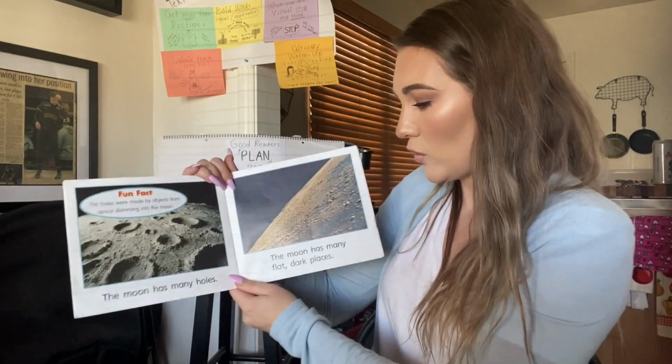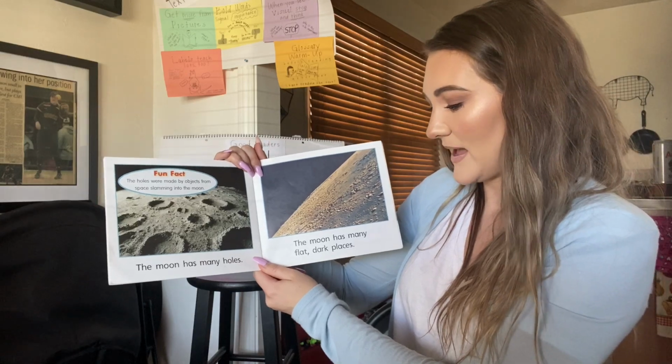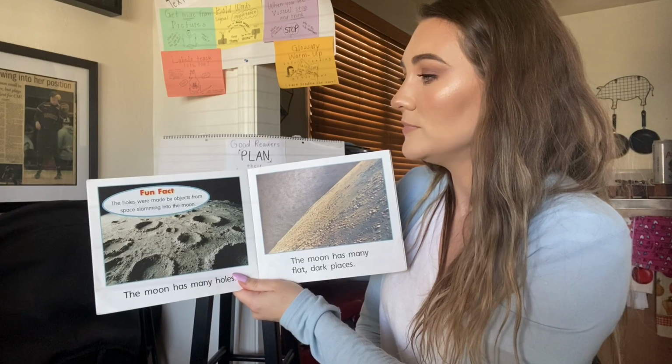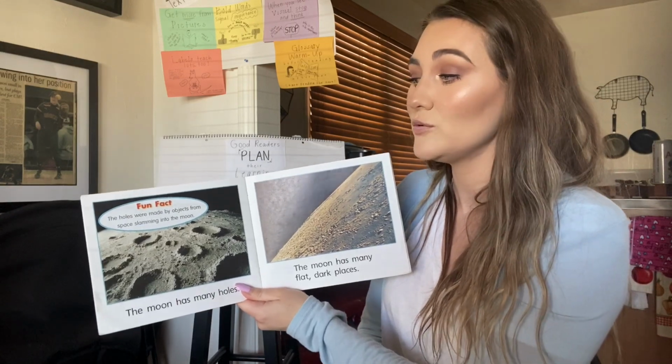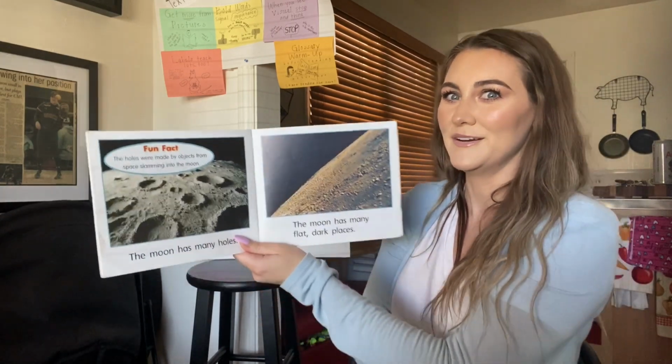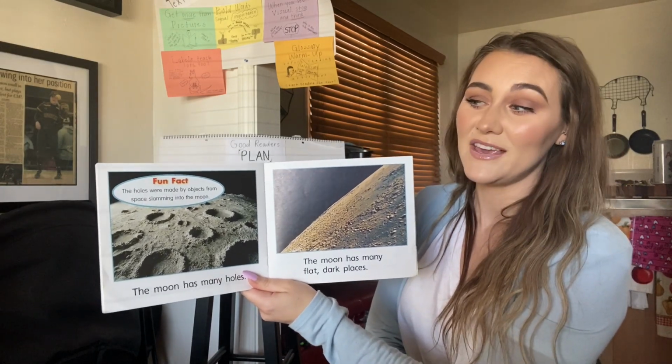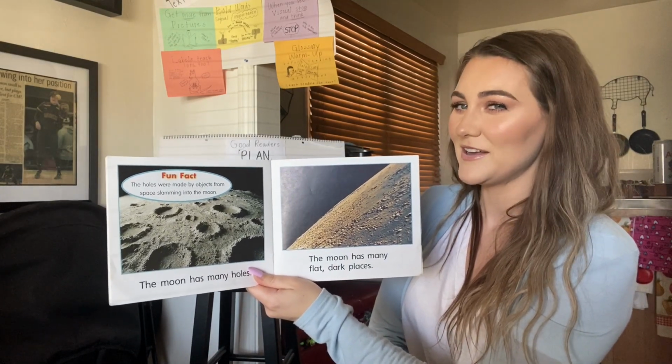The moon has many holes. The moon has many flat, dark places. Fun fact, the holes were made by objects from space slamming into the moon. Ooh, I bet a lot of us have the same question. What objects are slamming into the moon? Form an idea.